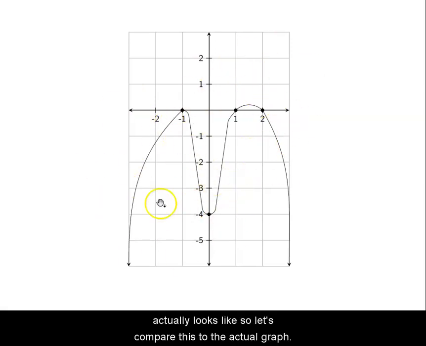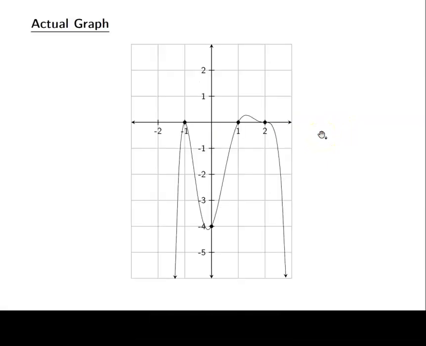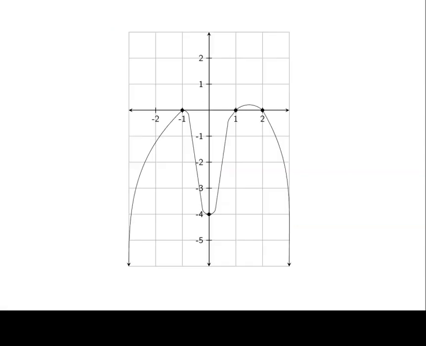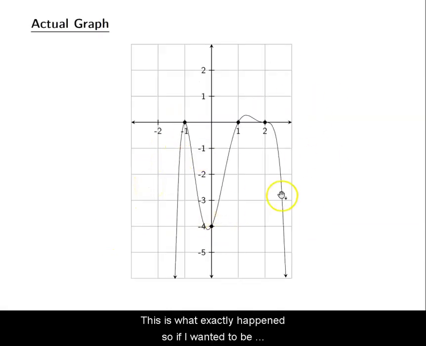I have no idea what this actually looks like, so let's compare this to the actual graph. Pretty close. So this is my ugly version that I guessed because I just know what happens at the end. This is what exactly happened.